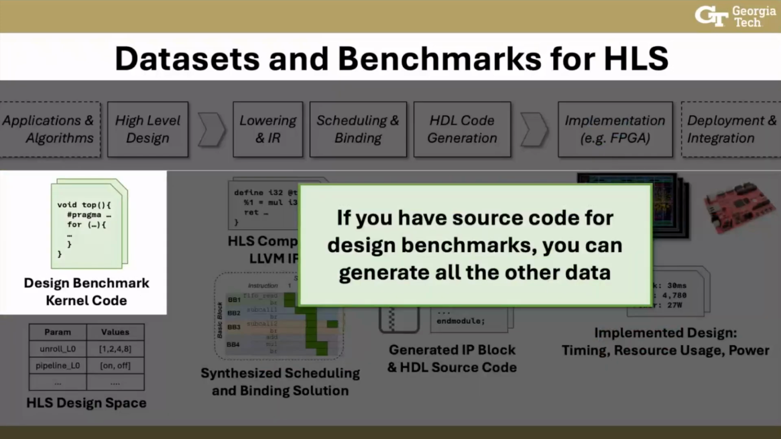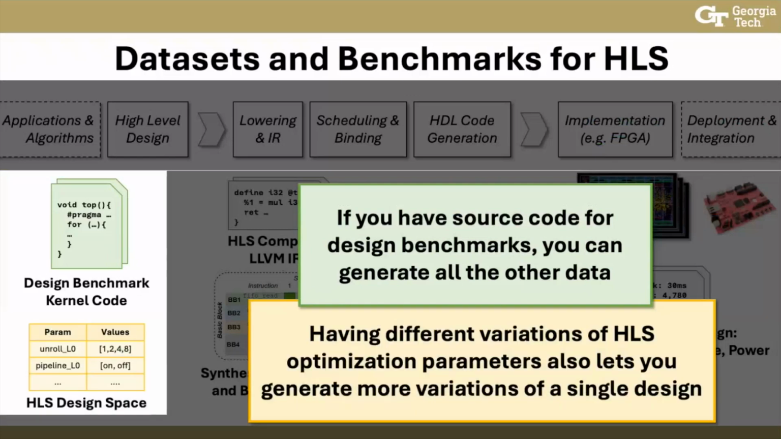So the idea here is that if you have the source code for your design benchmarks, you can generate all the other data. That's all something that can be automated away, right? So that's really good news for us. And then having different variations of your HLS design space optimization parameters lets you also generate many versions of a single design. And so these are kind of the two ingredients I was talking about earlier. So once you have this automation and once you have this design space, it's really easy to generate tons and tons and tons of HLS data.